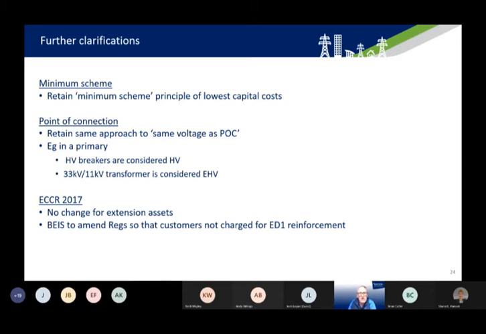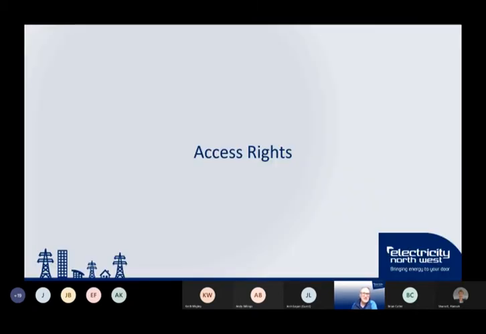The bit where Ofgem and BEIS are looking to make some amendments is around the reinforcement. So this is basically so that a customer connecting in ED2 won't get charged, because if they were a new customer, they wouldn't get charged for the reinforcement. Currently the way the regulations are written, we would be having to charge that customer, and they want to just equalise that, so customers get the same treatment, whether the reinforcement was new reinforcement in ED2 or previous reinforcement in ED1 or earlier. And that really was the last slide on connections.